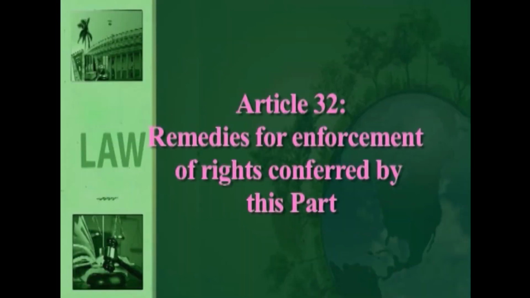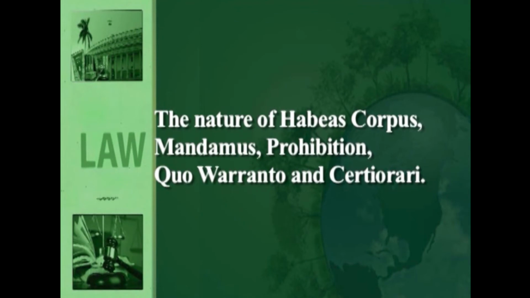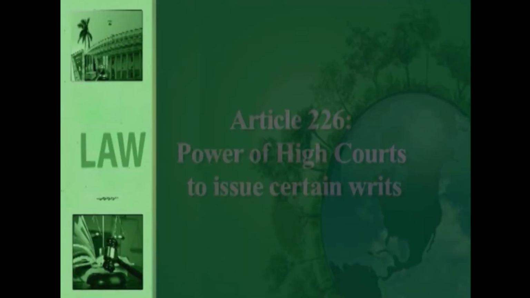Article 32. Remedies for enforcement of rights conferred by this part. Under this article, Supreme Court shall have the power to issue directions or orders or writs, including writs in the nature of habeas corpus, mandamus, prohibition, quo warranto and certiorari, whichever may be appropriate for the enforcement of any of the rights conferred by this part.